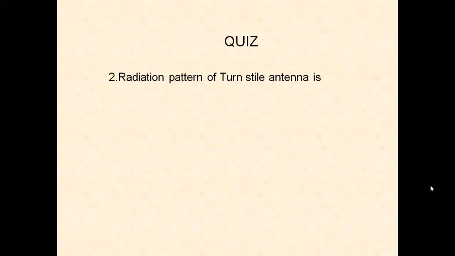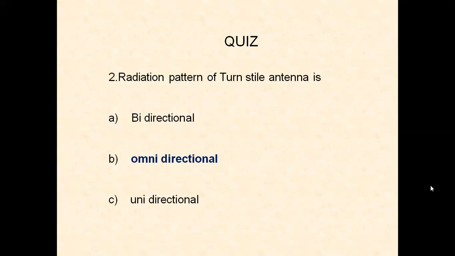Second question: the radiation pattern of the turnstile antenna is A, bidirectional; B, omnidirectional; C, unidirectional. The answer is omnidirectional, a circular type of radiation pattern. Its radiation pattern is almost circular because one half-wave dipole produces a figure of 8, and another half-wave dipole placed perpendicular produces another figure of 8. Thereby, when we combine them, we get a circular, almost omnidirectional radiation pattern.